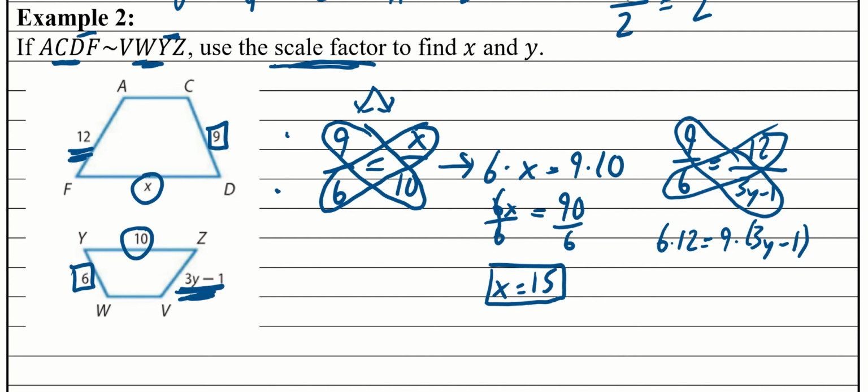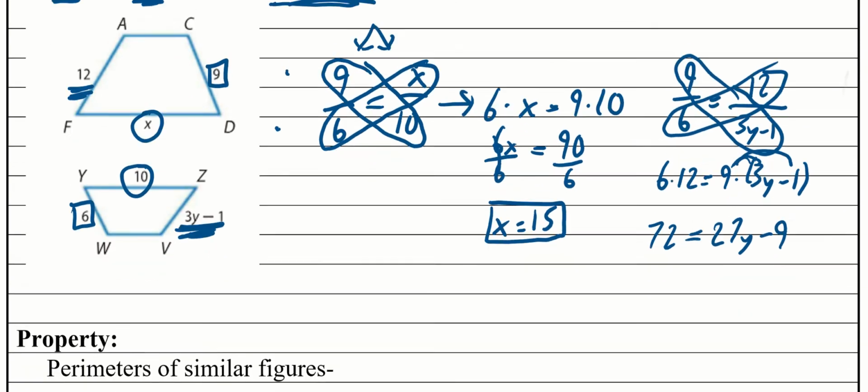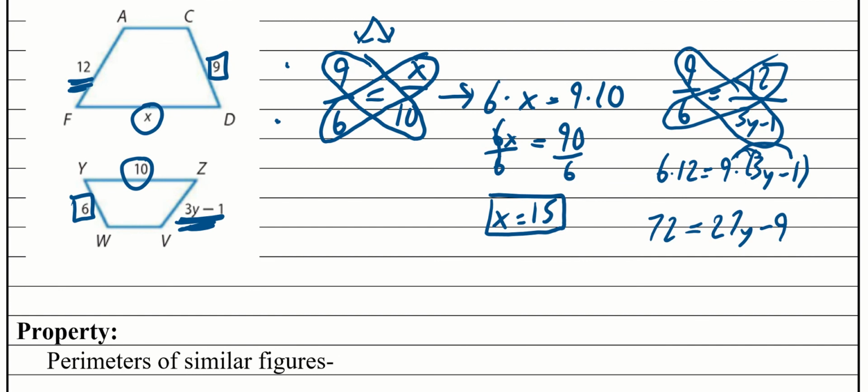Okay, so now we just need to simplify. So 6 times 12, I can figure that out. That's 72. And then if I have 9 times (3y minus 1), remember, this is why I put the parentheses. So now I know I need to distribute. I can't just multiply that 9 by one of the terms. I need to multiply it by both. So 9 times 3y is 27y, and then 9 times negative 1 is negative 9 here. Okay, so I need to make sure to multiply it by both, and now we can solve. So I have a negative 9, I can add that to both sides. When I do that, those cancel. I have 72 plus 9, that's 81, equals 27y.